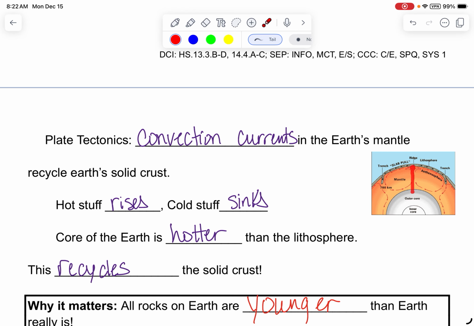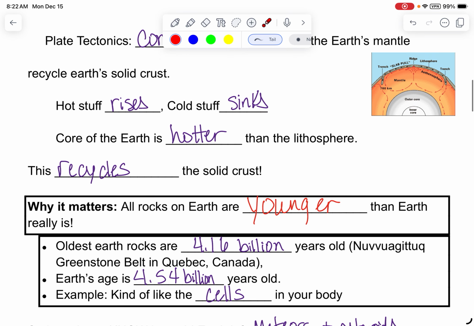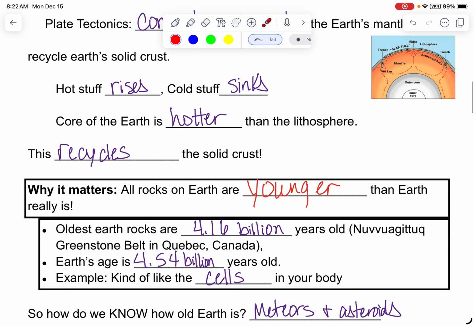So that hot stuff rises and the cold stuff sinks. This slab pull is really what drives that engine. And the core is hotter than out here, and so that recycles our solid crust. And so what that means then is all the rocks on Earth are actually younger than Earth itself because they've all been recycled at some point in time.